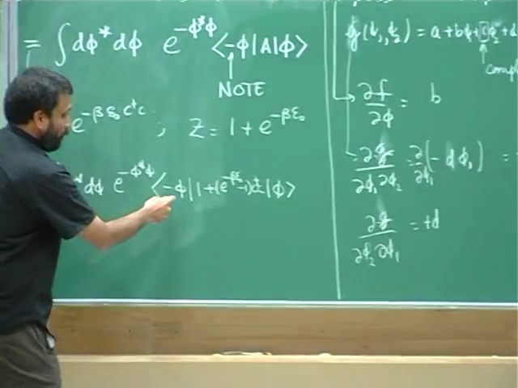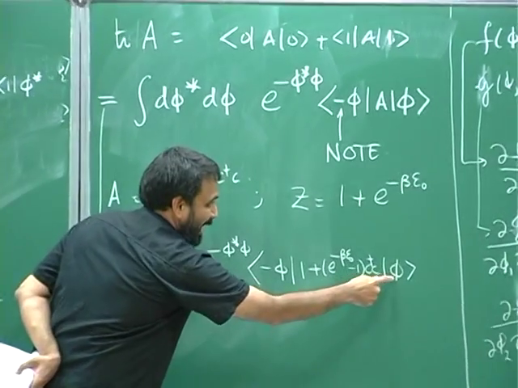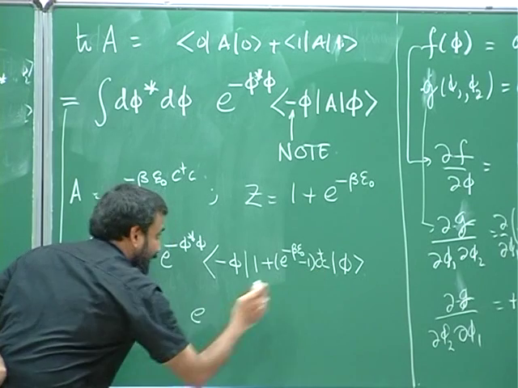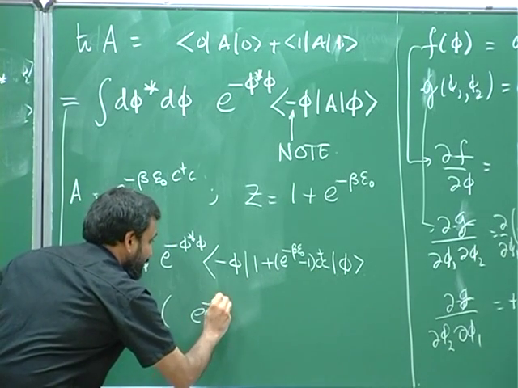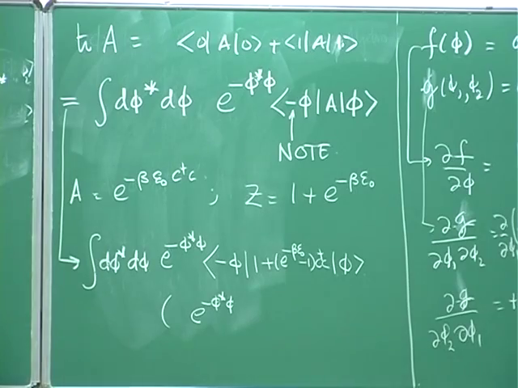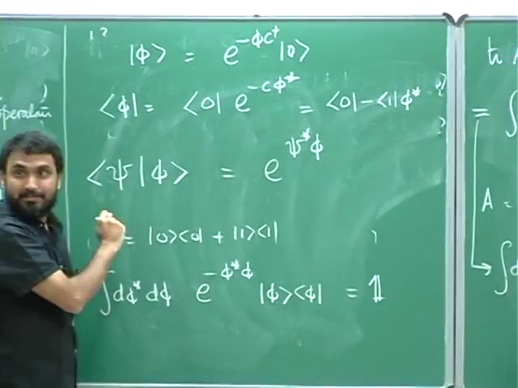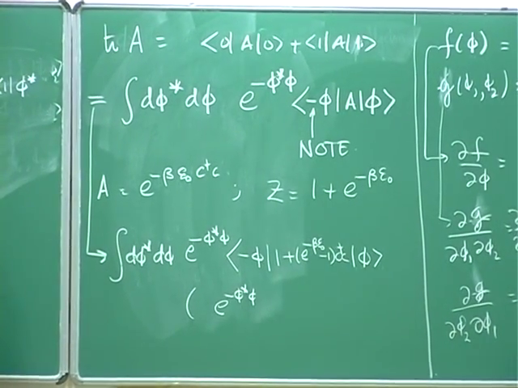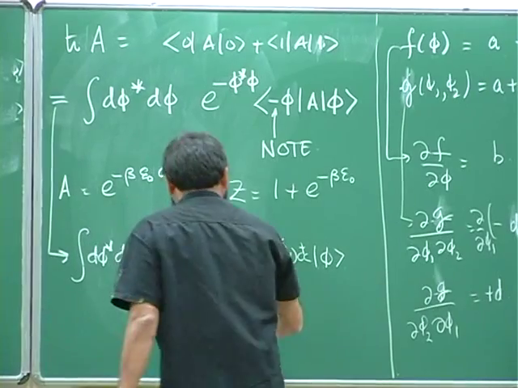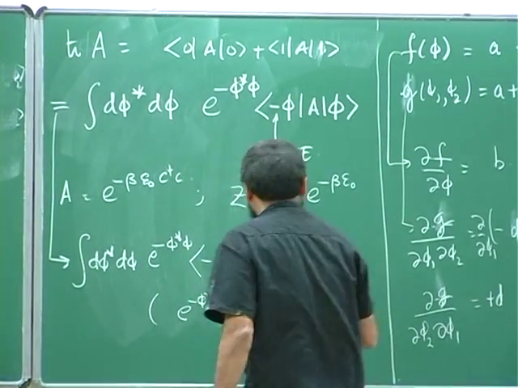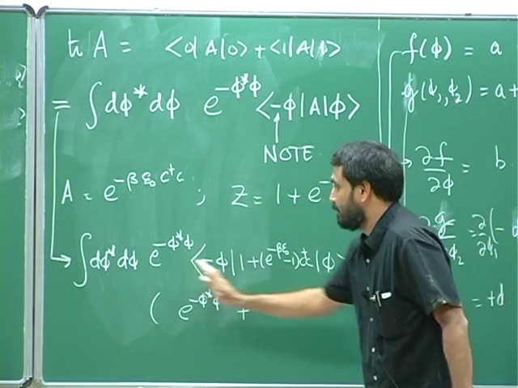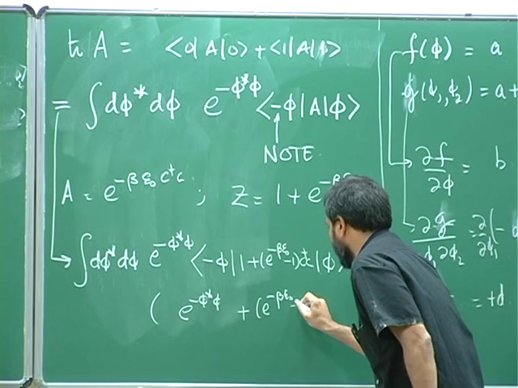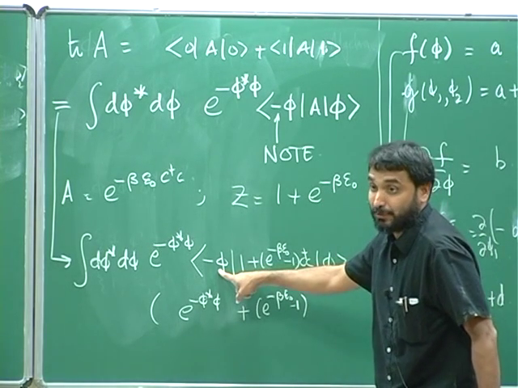So now we can see what to do. I hit these guys. When this guy acts on that, what will I get? I'll get e to the minus phi star phi. That's this rule. I'm taking this with the 1 and hitting with that. Okay. Now I'll have plus, this is a number, it slides out, it doesn't do anything to anyone. So I'll have e to the minus beta E naught minus 1. C dagger hits on minus phi. What will I get?